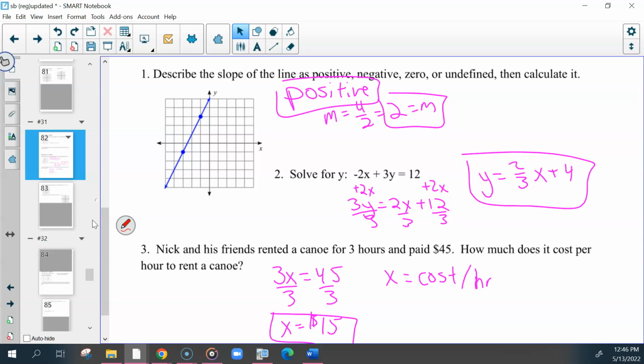For number 1, you had to describe your slope and calculate it. So this was a positive slope, and if you counted it, this would be up 4 over 2. Simplify it, it would be 2.